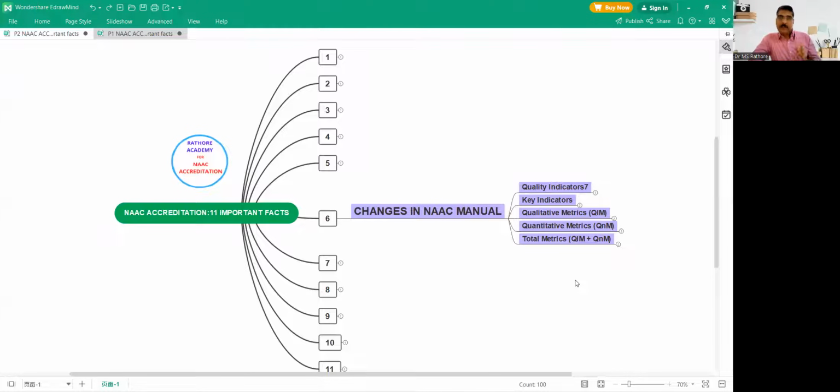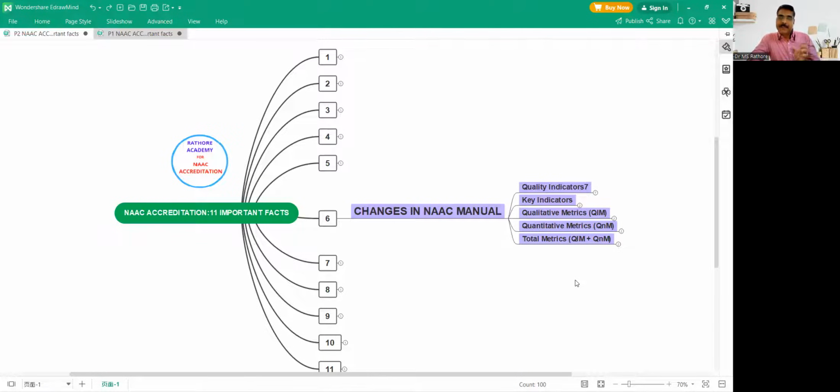Then key indicators. Under each criteria, there are specific key indicators. Then qualitative metrics. Qualitative metrics means the questions mentioned in the manuals which are descriptive in nature. In that, we have to write up the practices relevant to the particular question and give the description in 500 or more words. Then there are quantitative metrics.